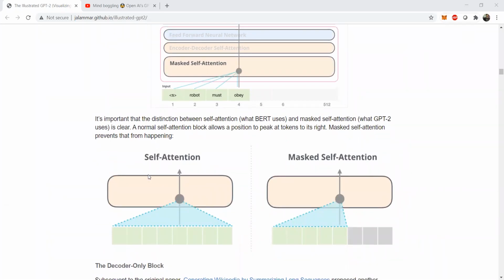In the case of normal self-attention, which is there in BERT, these are added multiple times. If we recollect, in BERT base we have 12 transformer blocks, that means 12 encoder stacks and 12 decoder stacks. So that becomes a multi-head self-attention. In the case of GPT-2, we have masked self-attention.